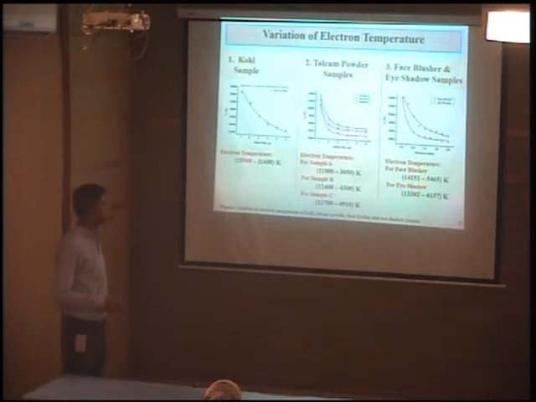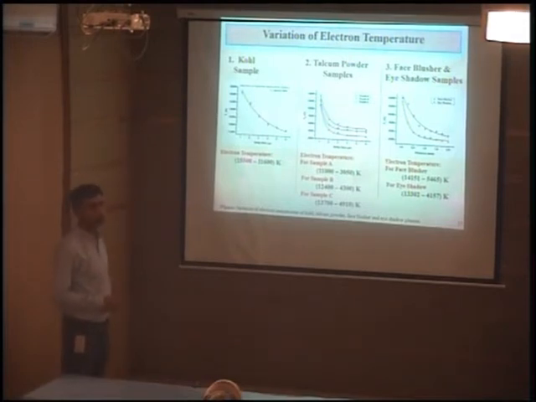While for face blusher and eyeshadow, electron temperature varies from 14,151 to 5,465 Kelvin for face blusher plasma, while for eyeshadow plasma it varies from 13,302 to 4,157 Kelvin. There is a different trend of decreasing.